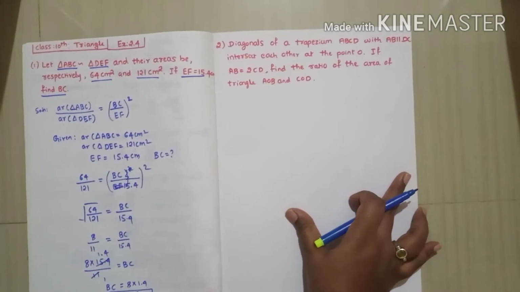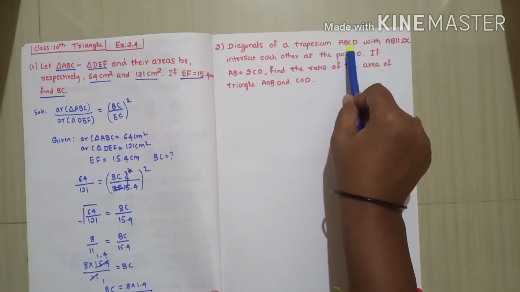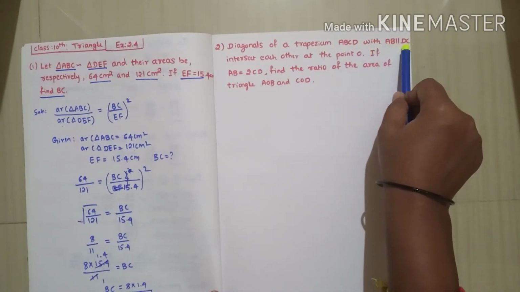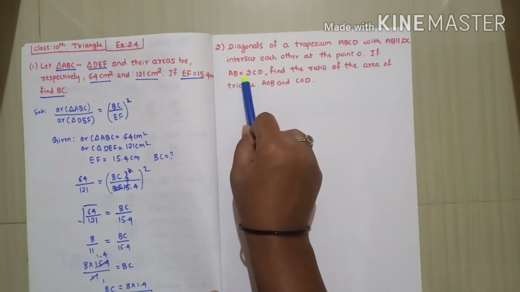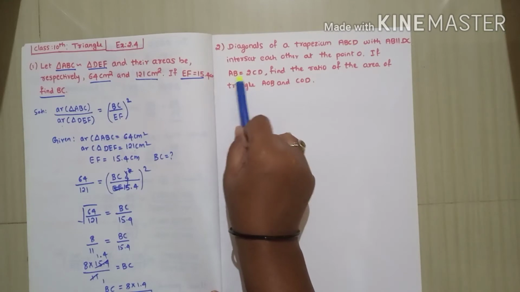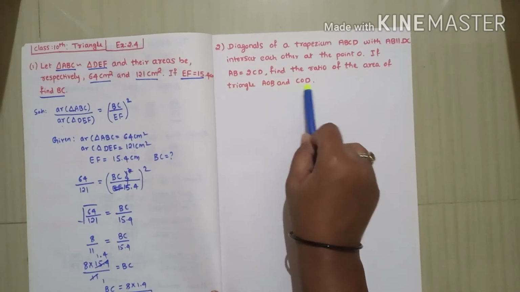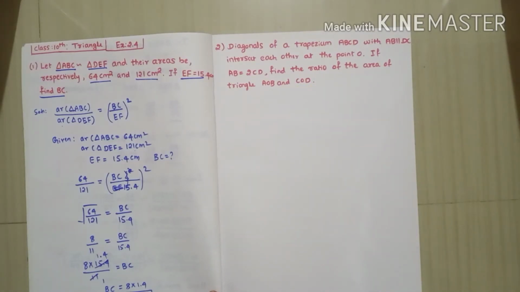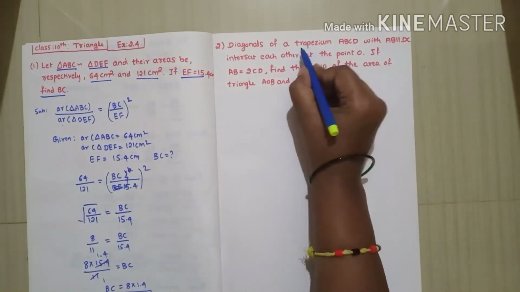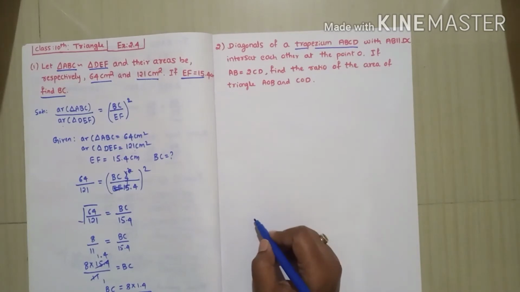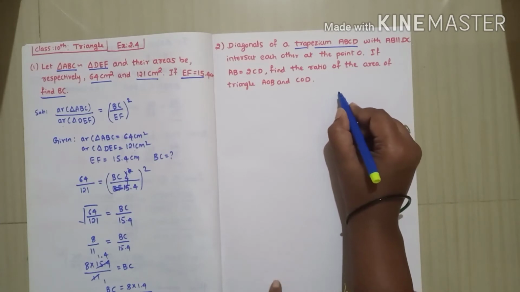Next, we'll see the second sum, what they have given. The diagonals of a trapezium ABCD, with AB parallel to DC, intersect each other at the point O. If AB is equal to 2 times CD, find the ratio of the areas of triangles AOB and COD. Here also they did not give the diagram, so we should draw it. We have to draw the trapezium ABCD. First we will draw the trapezium ABCD and its diagonals.